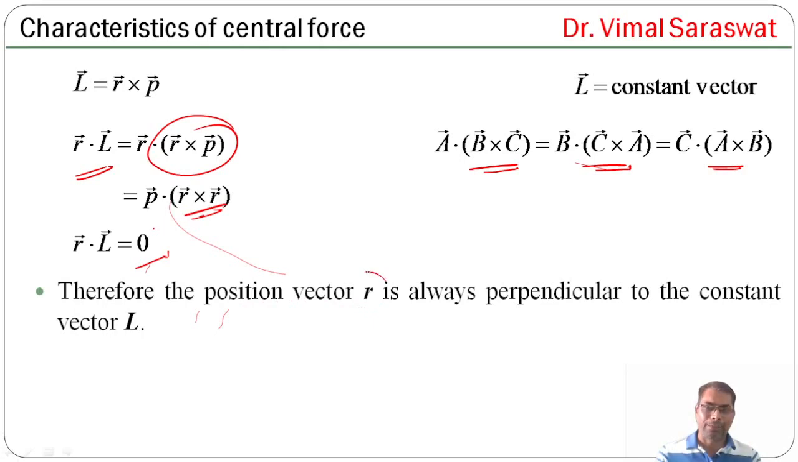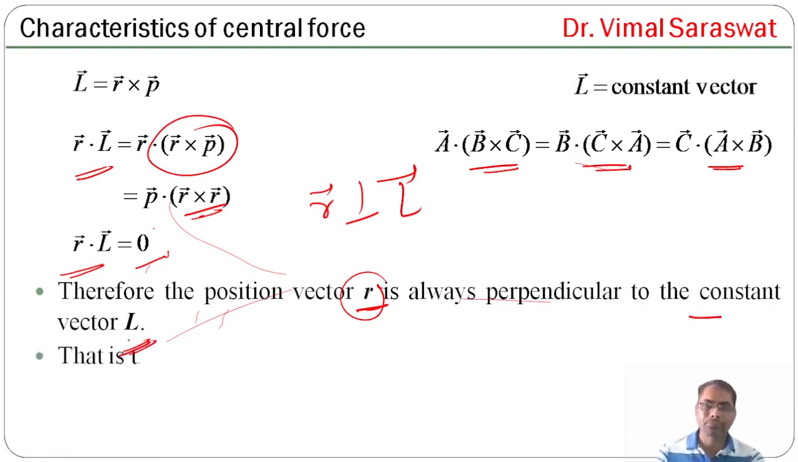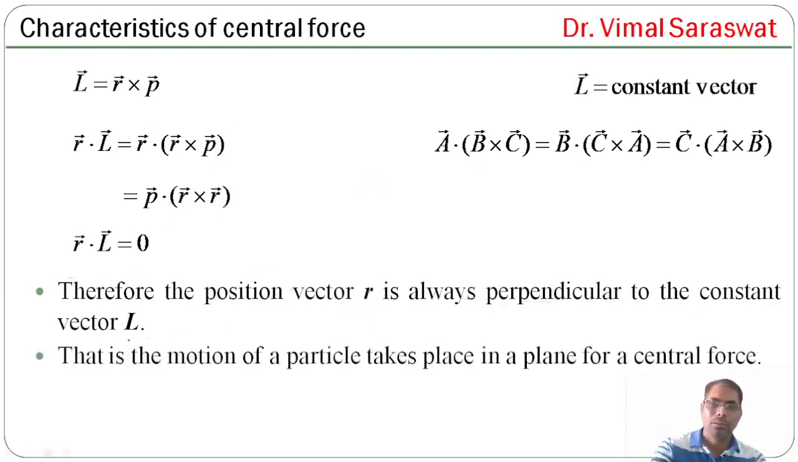Therefore, the position vector r is always perpendicular to the constant vector L, because r dot L is 0. So r is perpendicular to L, or the position vector r is always perpendicular to the constant vector L. That is, the motion of a particle takes place in a plane for a central force.